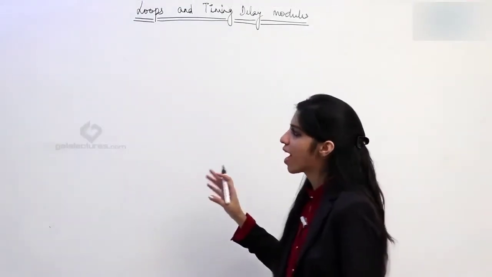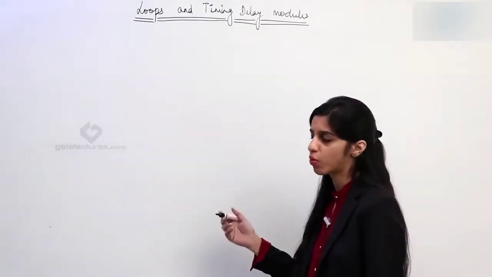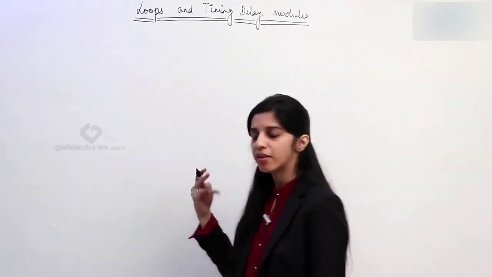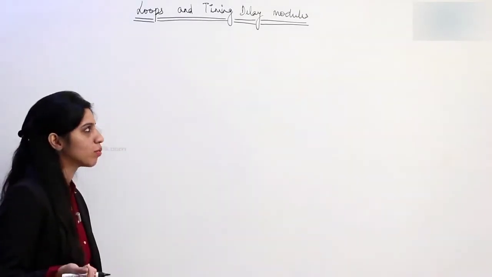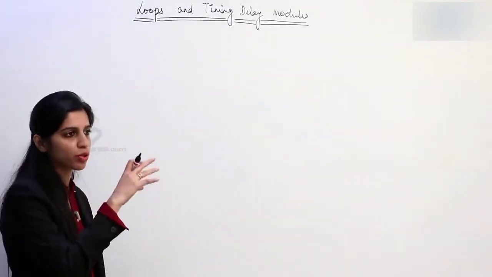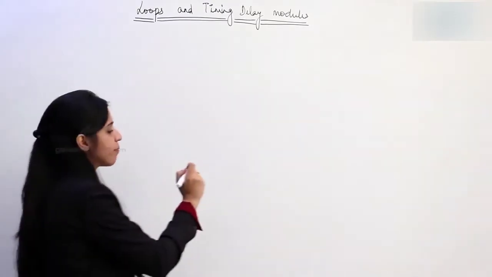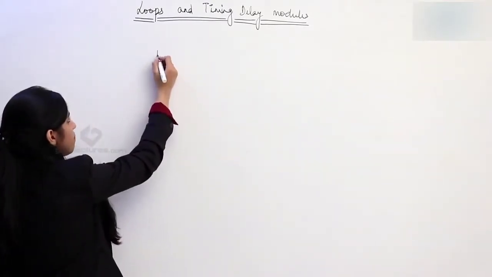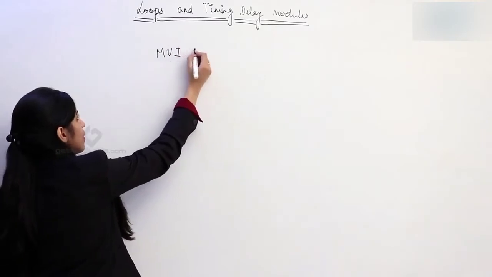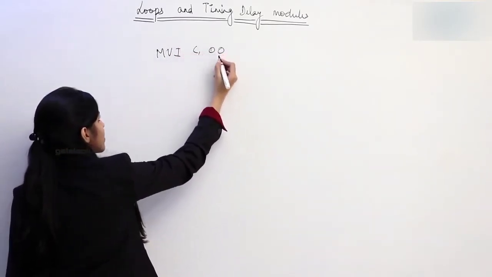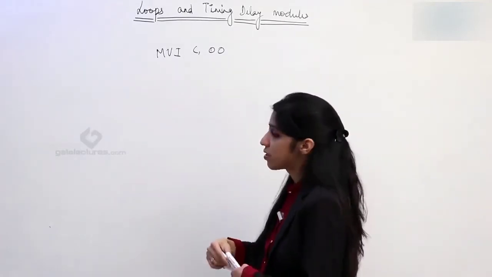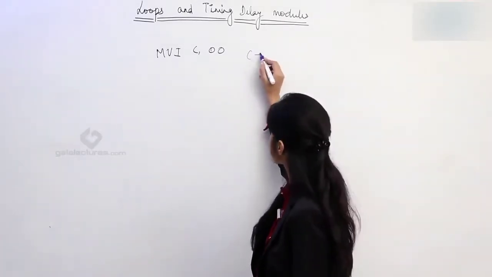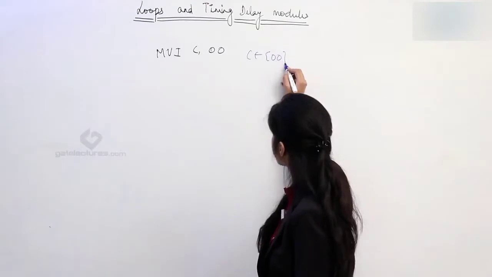So now we are going to look at timing delay modules. For this purpose, we have a basic module that we can use according to our desire. Whatever delay you want, you can use that module accordingly. Just have a look. We are using a basic program. Suppose MVI C, 00. What does this instruction do? This just loads C with 00.